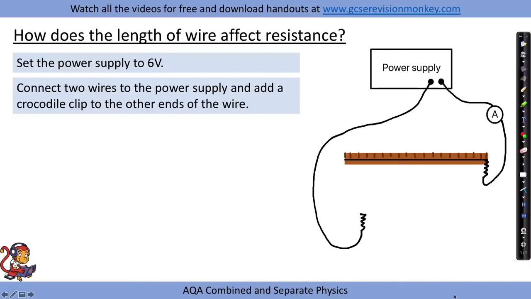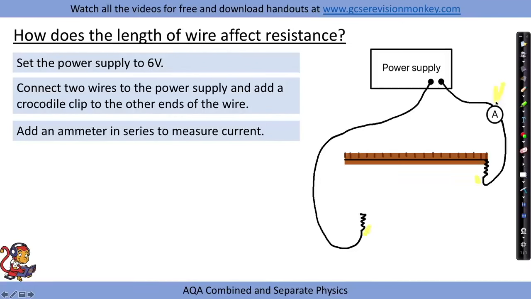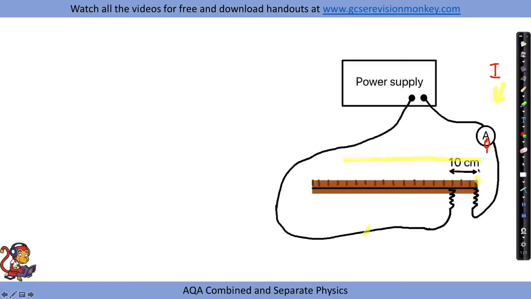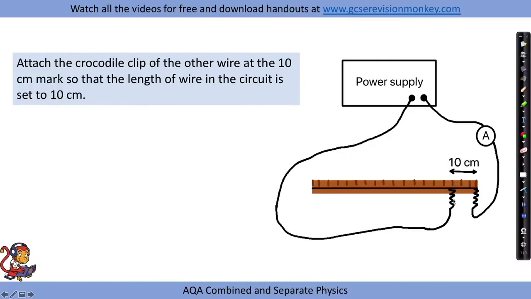We will connect 2 wires to the power supply and add a crocodile clip to the other ends of the wire. We'll then add an ammeter in series, and this will measure current, which is going to be the I part of our equation. We will then attach a length of wire to a meter ruler, as shown, and clip one of the crocodile clips at the 0 centimeters mark. We'll then attach the crocodile clip of the other wire at the 10 centimeters mark, so that the length of wire in the circuit is set to 10 centimeters.